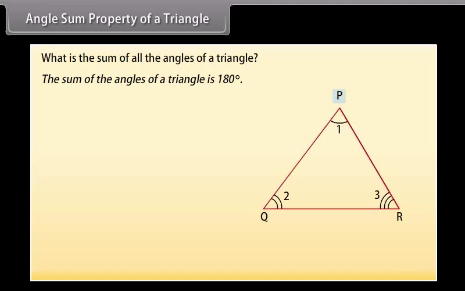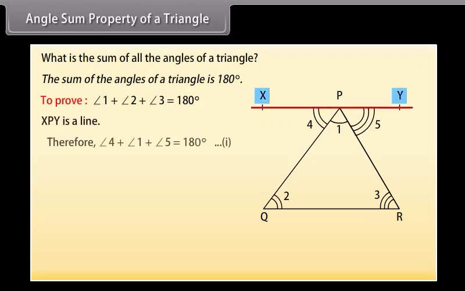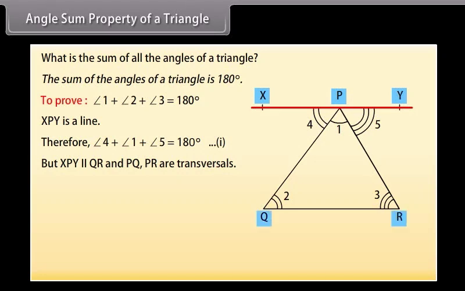We are given a triangle PQR, and angle 1, angle 2 and angle 3 are the angles of triangle PQR. We need to prove that angle 1 plus angle 2 plus angle 3 is equal to 180 degrees. Let us draw a line XPY parallel to QR through the opposite vertex P. Now XPY is a line, therefore angle 4 plus angle 1 plus angle 5 is equal to 180 degrees. Mark it as 1. But XPY is parallel to QR and PQ, PR are transversals.